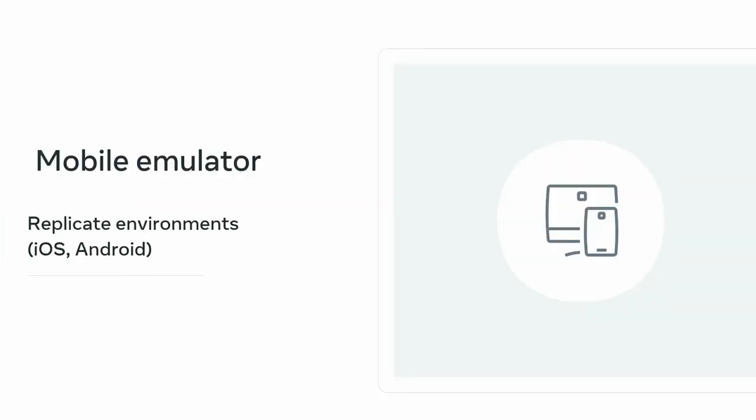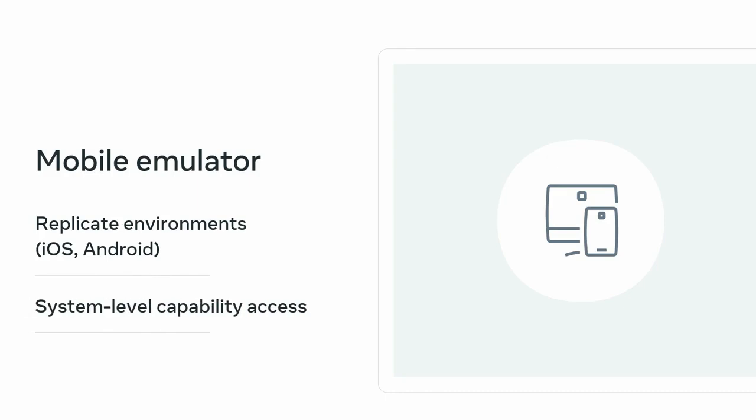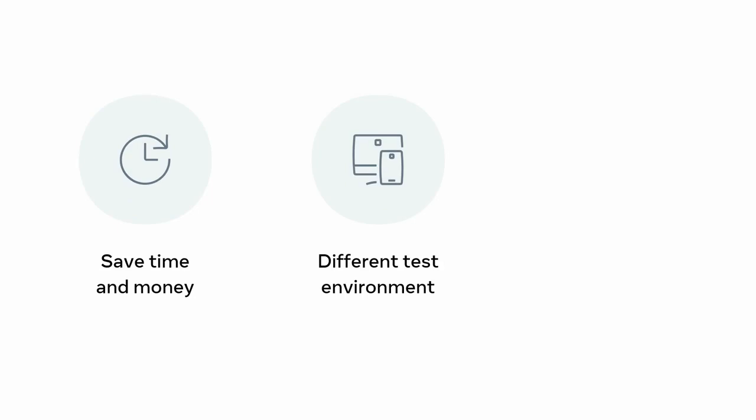Mobile emulators use the existing computer hardware to replicate the environment needed to execute iOS or Android. The emulator provides access to any required system-level capability to replicate the mobile device, including the amount of RAM or working memory, the processor type and speed, the screen size and resolution, and the amount of local file storage available.